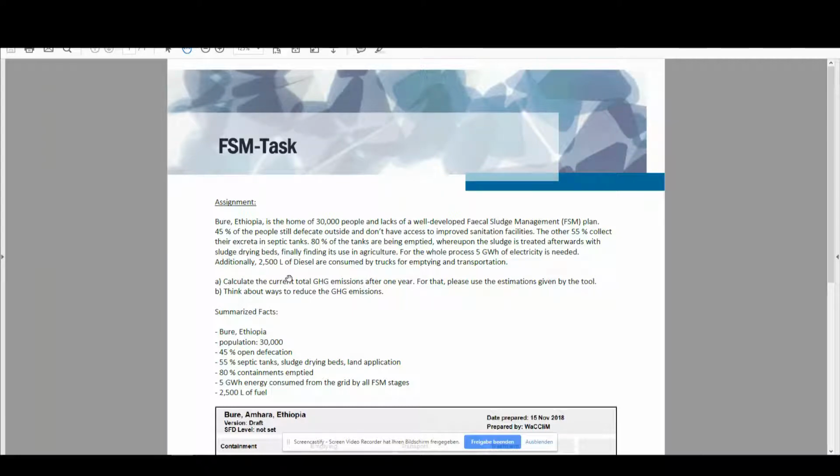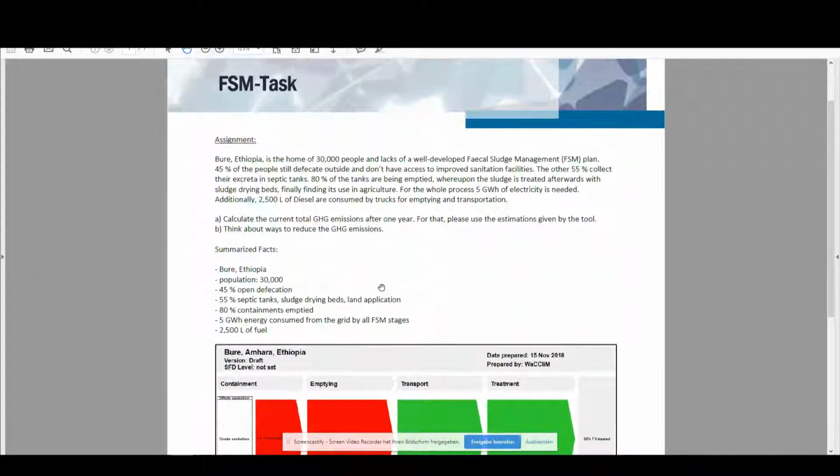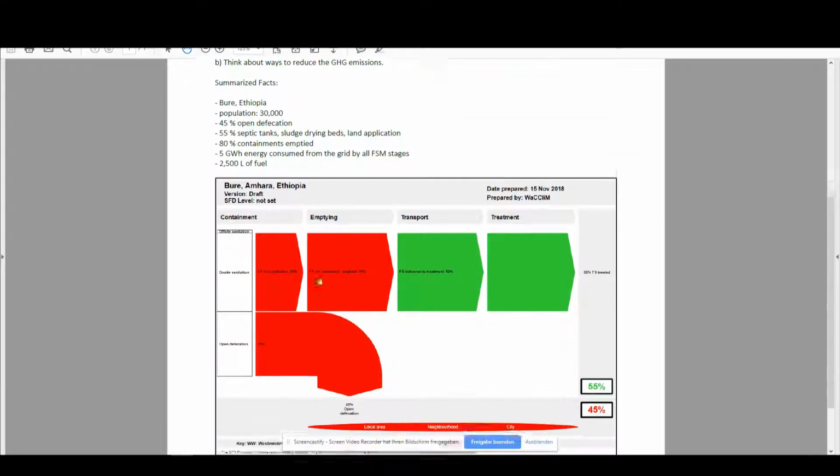Task A is to calculate the current total greenhouse gas emissions after 1 year. For that, please use the estimations given by the tool. Task B, think about ways to reduce the greenhouse gas emissions. So let's do that task. And we can see here also a summary of the facts given in the text.